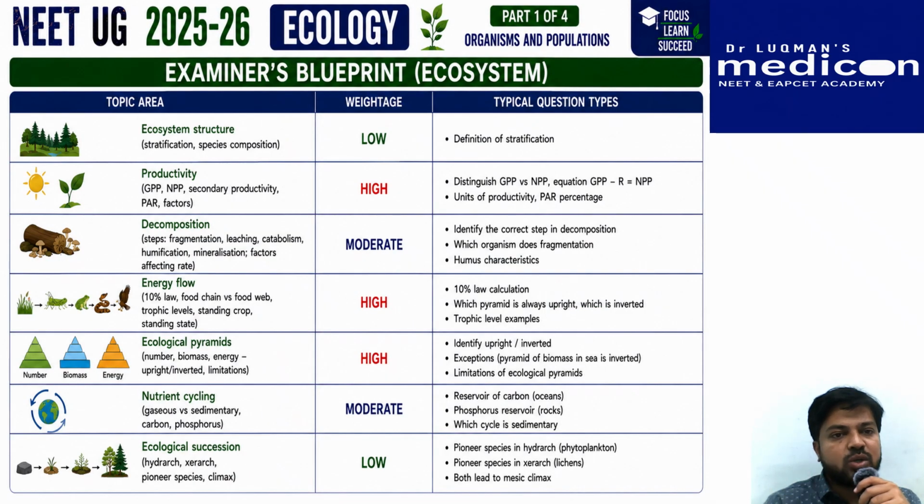Now coming to ecosystem. The highest scoring topic is productivity: GPP, NPP, secondary productivity, PAR, and factors. Next, the highest weightage is energy flow, the 10% law, food chain versus food web, trophic levels, all these things. Another higher expected weightage is ecological pyramids.